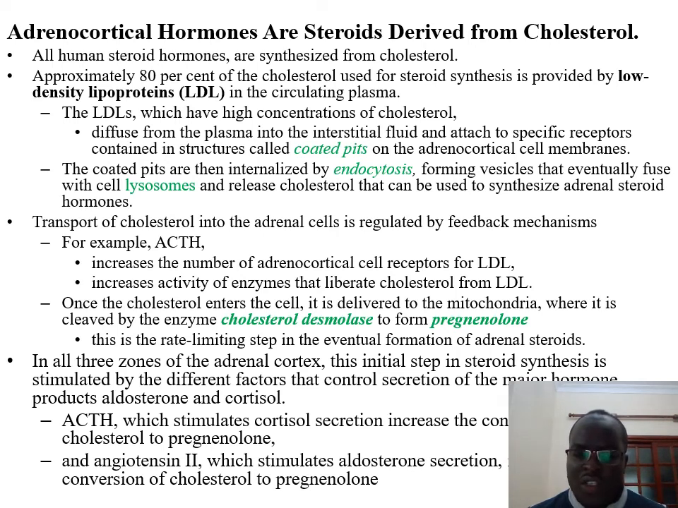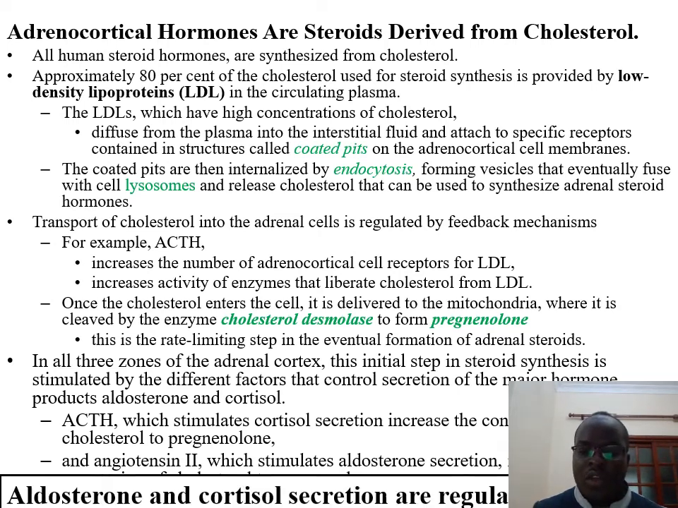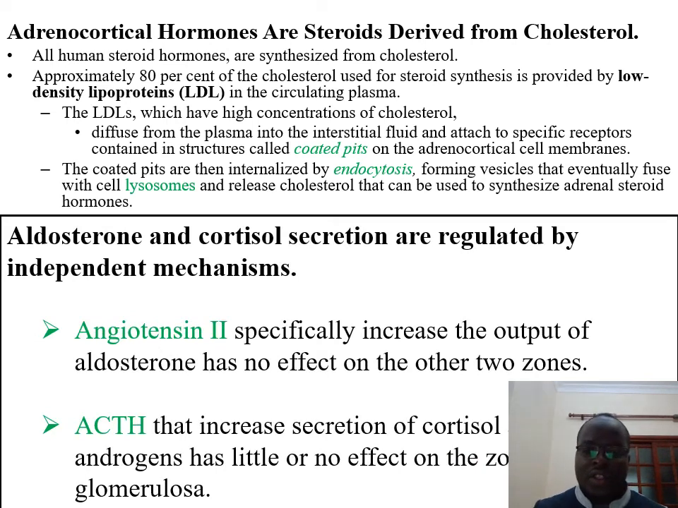Adrenocorticotropin hormone, which stimulates cortisol secretion, increases the conversion of cholesterol to pregnenolone, and angiotensin 2, which stimulates aldosterone secretion, is going to increase the conversion of cholesterol to pregnenolone as well. So these are just precursors for the hormones that need to be converted into a specific type of hormone like cortisol and aldosterone, depending on the cells that are working on the cholesterol.